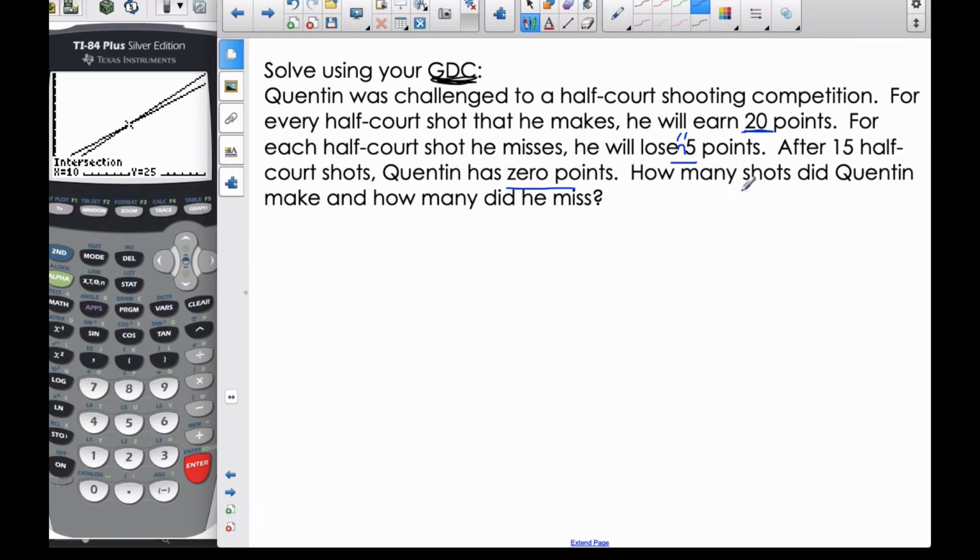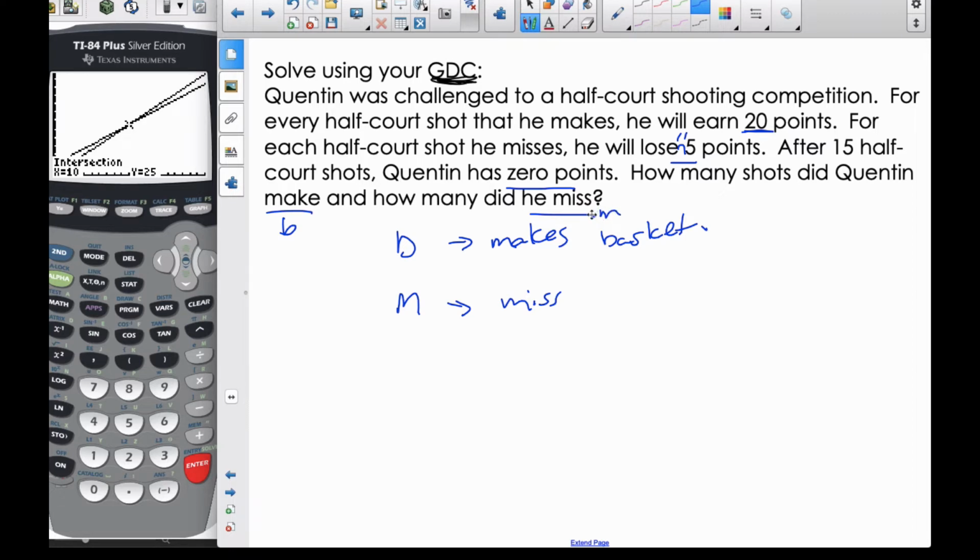So how many shots did Quinton make? Shall we call that X? Let's not make it X, let's make it B for basket. He makes a basket. And M for a miss. Those are two variables: how many shots did he make and how many did he miss. So this is B and this is M.